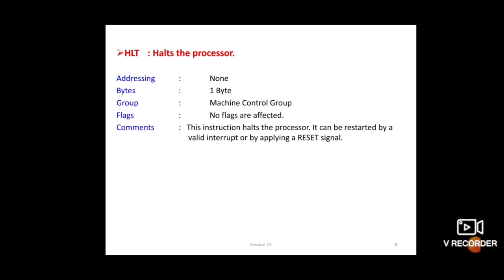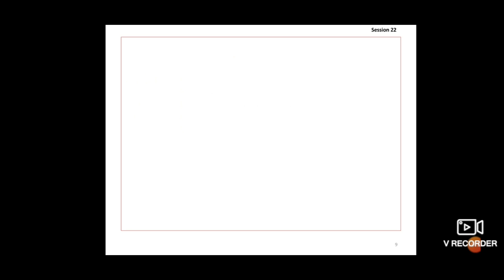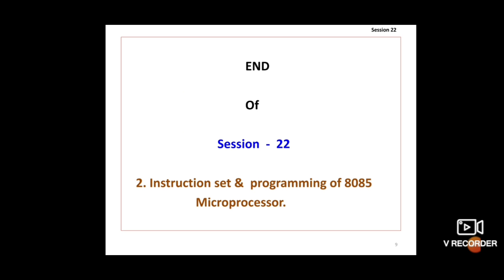Whichever instruction is used, suppose RST 0, RST 1, RST 7, then it is restarted, meaning it goes back to that address, the program counter goes to that address. So it is called restarted by a valid interrupt. This instruction halts the processor, and it does not affect register contents or flag contents. Understood students?